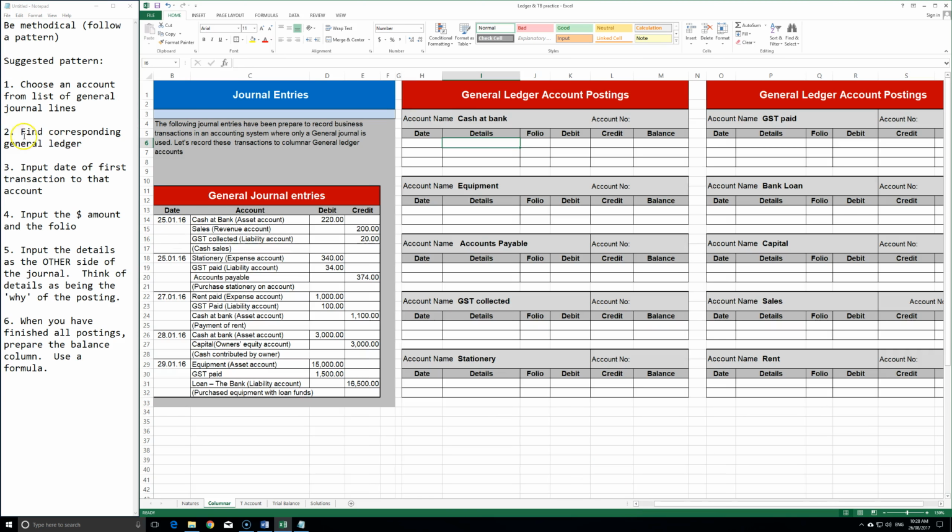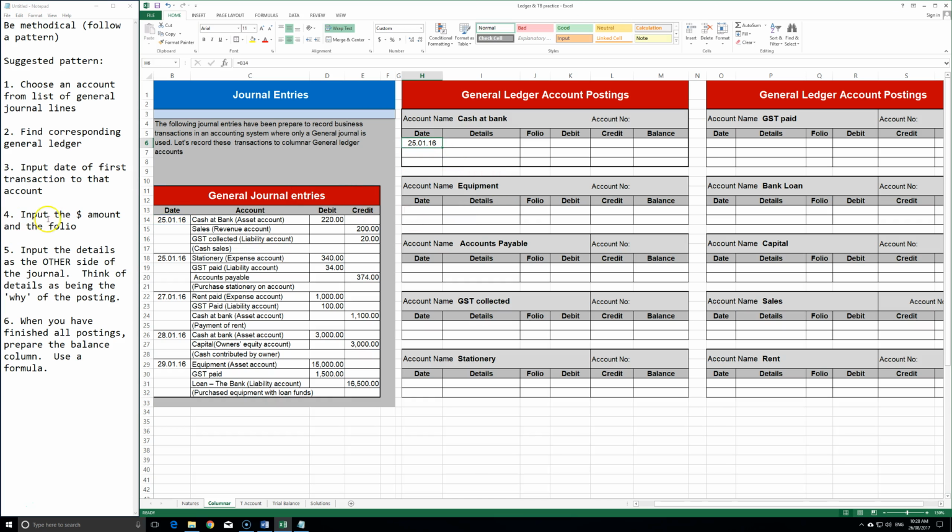Step 2, it says find the corresponding general ledger. Well, here's my corresponding general ledger. Step 3, input the date of the first transaction to that account. We're given the date here as the 25th of the 1st. So instead of typing it again, I'm going to utilize good Excel practices by a reference.